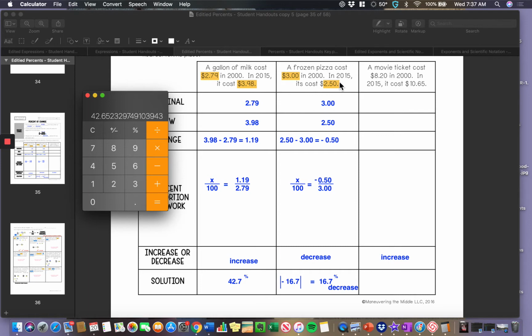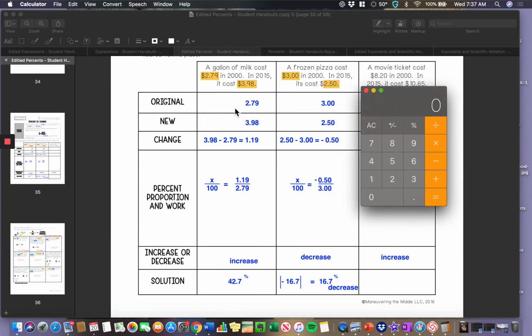On the next column here, it says a frozen pizza costs $3 in 2000, and then in the year 2015, it costs $2.50. So I'm going to have a decrease here because it went from $3 to $2.50. My original value is $3, which is the old value of the frozen pizza. The new value is $2.50. So I'm going to take my new, take away the old, $2.50, take away $3, and I'm going to get a negative number, and this is 50 cents.